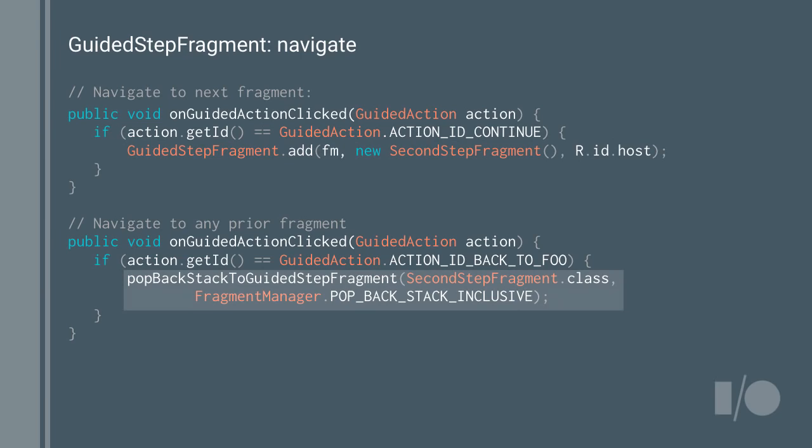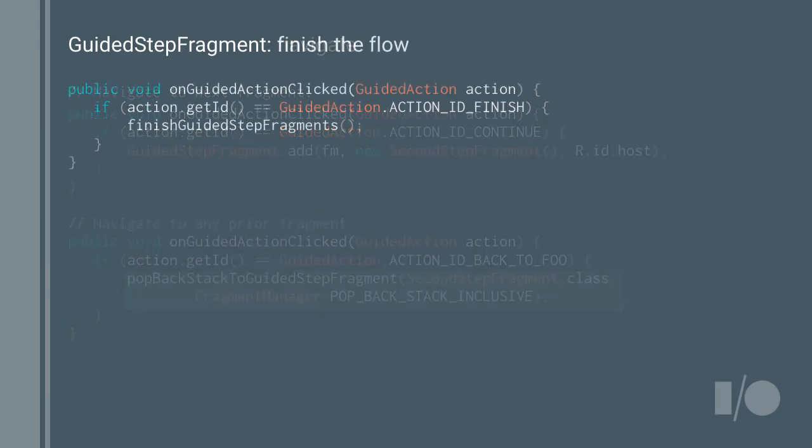But sometimes your app wants to go multiple steps back. You can call pop back stack with a specific class name of the fragment. Finally, if you want to finish your flow, you call finish guided step fragments. This will close all the guided step fragments. And if your flow was started in a separate activity, it will also close the activity.